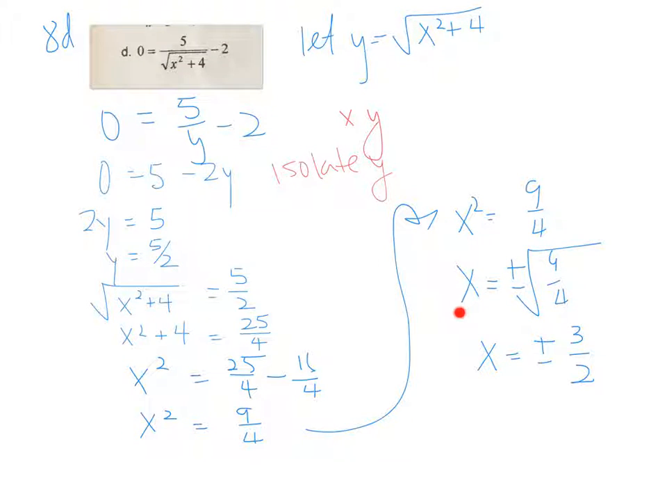Over here, I'm going to now take the square root of both sides. The square root of x squared is x, and the square root of 9 over 4 is plus and minus the square root of 9 over 4, which equals plus and minus 3 over 2. Good job.